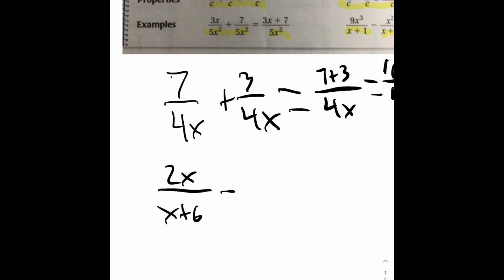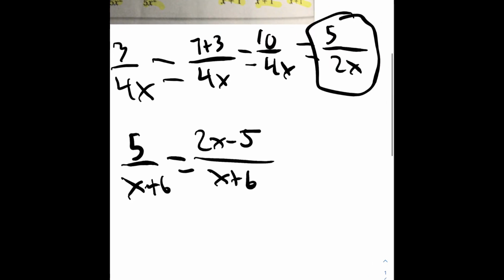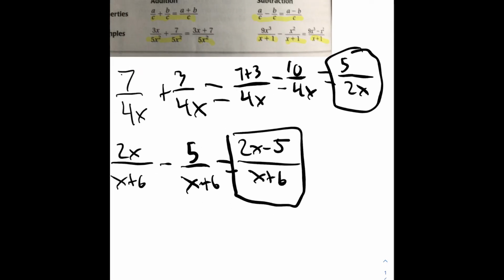Another similar example, if you had 2x over x plus 6 minus 5 over x plus 6. Again, add or subtract your numerators, keep your denominators the same. That's the big difference between adding and subtracting. We cannot do anything with 2x minus 5. We can't simplify anything else. So this is going to be our final answer.